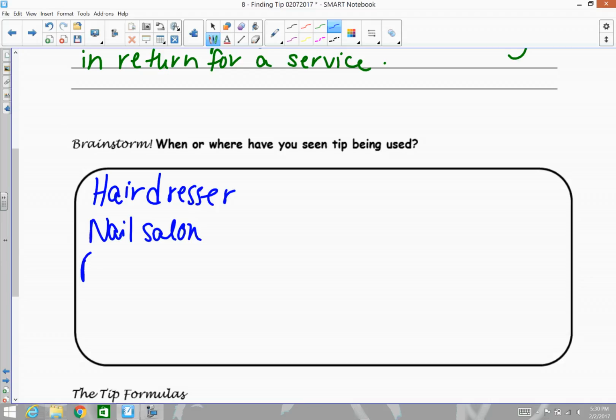Also, if you have something delivered, like a pizza, you're paying for the service of your food being driven to your house instead of having to go pick it up. So you usually tip the delivery guy.